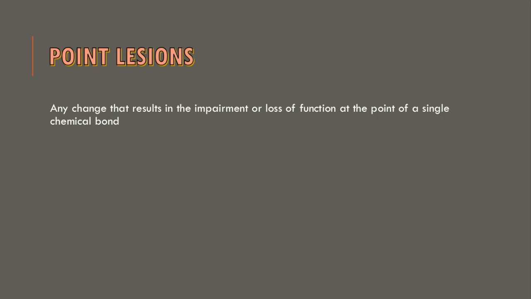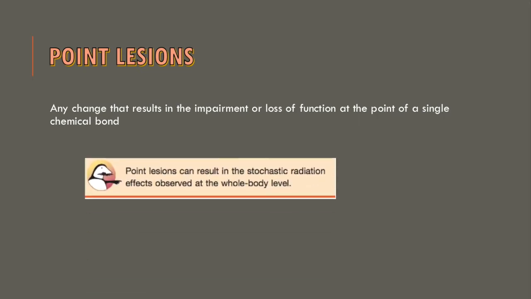The last effect is the point lesion. It is any change that results in the impairment or loss of function at the point of a single chemical bond, which means that a disruption of a single chemical bond can lead to point lesion. It is also said here that point lesions can result in the stochastic radiation effects observed at the whole body level, which means that the cellular radiation damage results in the late effects of radiation.